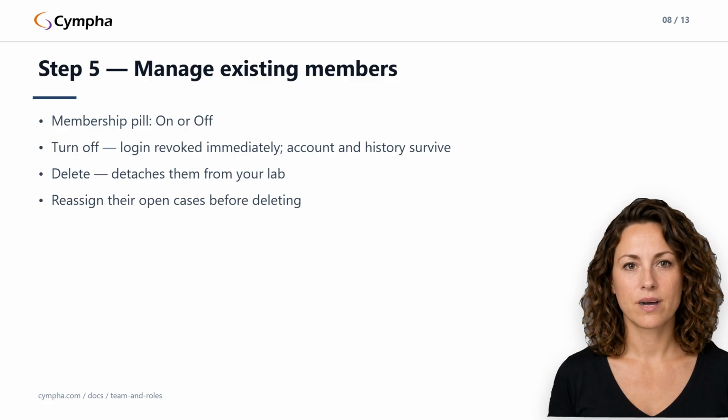There is also a pending change column you'll rarely see filled. It populates when a member has requested to switch to a different lab, and it's a clue worth noticing when an approval behaves strangely, as we'll see in troubleshooting.